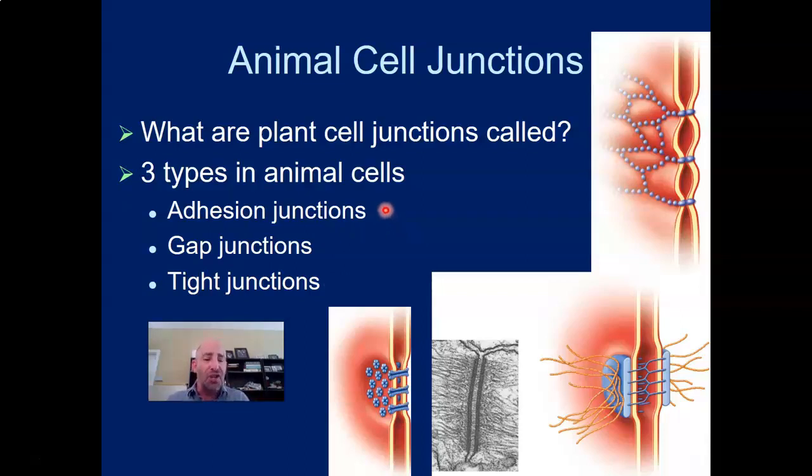So adhesion junctions, pictured here, are strong connections, but they allow for some flexibility. So adhesion junctions are found in your skin. So imagine, you can touch your skin, kind of pinch your skin. You can do a lot of things to your skin and not break the seal.